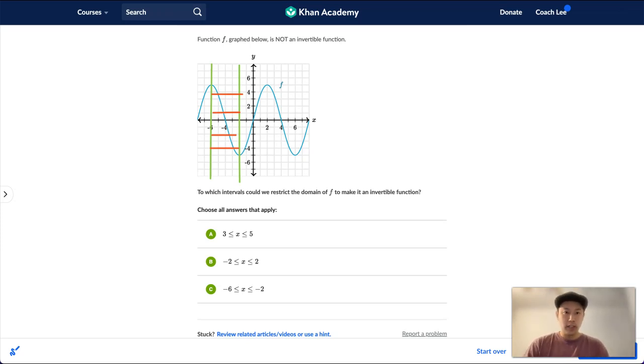So all intervals actually match, right? So there's multiple ways to restrict the domain of a more complex function to make the final inverse an actual function, right? And that's what makes it an invertible function.